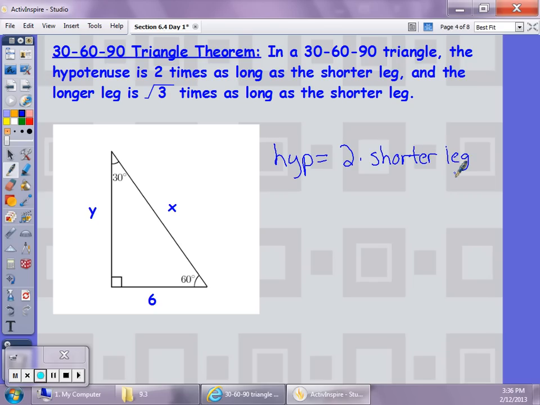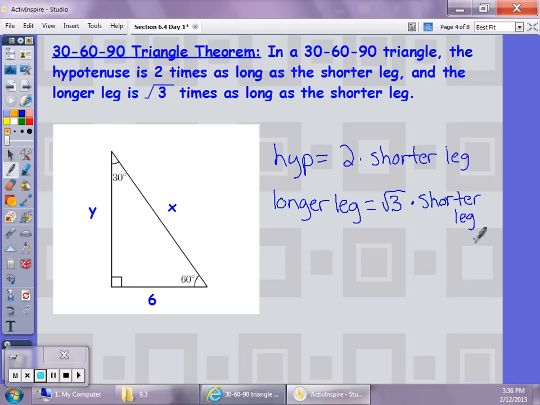And then we also know that the longer leg will always be root 3 times the length of the shorter leg. So no matter what information we're given, whether we're given the hypotenuse, the shorter leg, or the longer leg in a 30-60-90 triangle, we can use one of the two equations in order to find the missing sides. So let's look at the diagram that we're given.